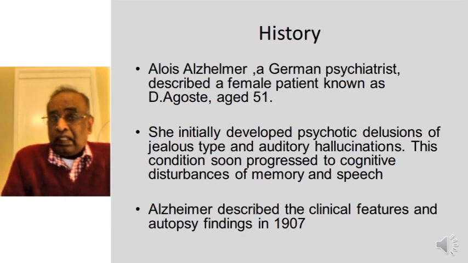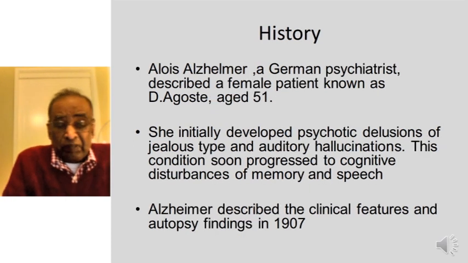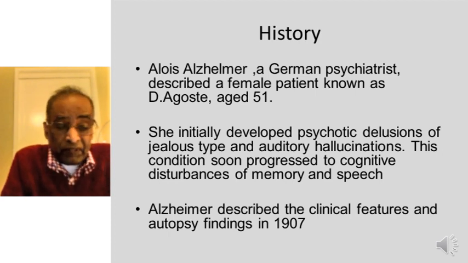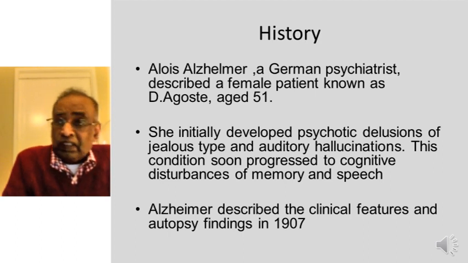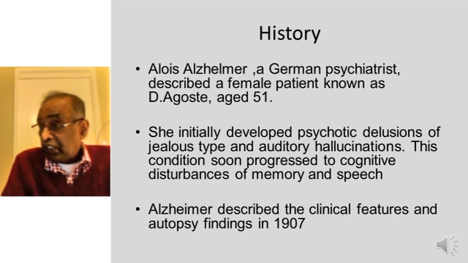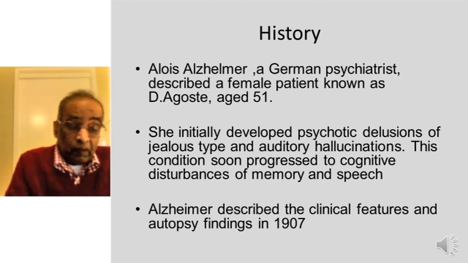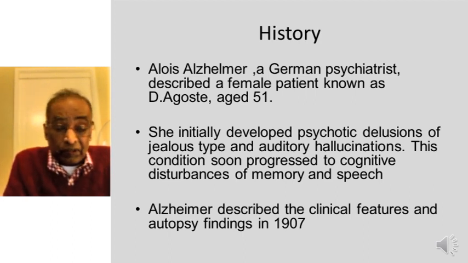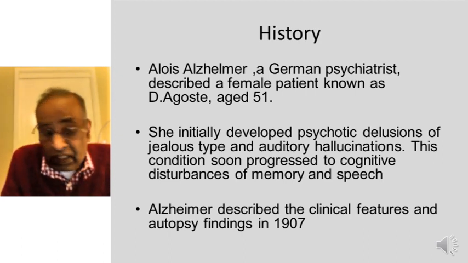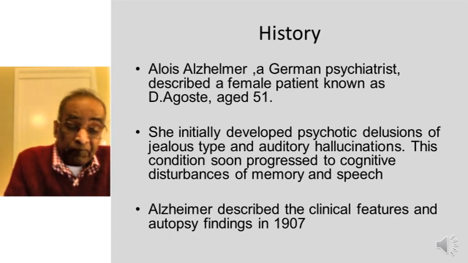Alois Alzheimer, a German psychiatrist, described a female patient known as D. Auguste. She was aged 51. She initially developed psychotic delusions of jealous type, accompanied with auditory hallucinations. This condition soon progressed to cognitive disturbances of memory and speech.